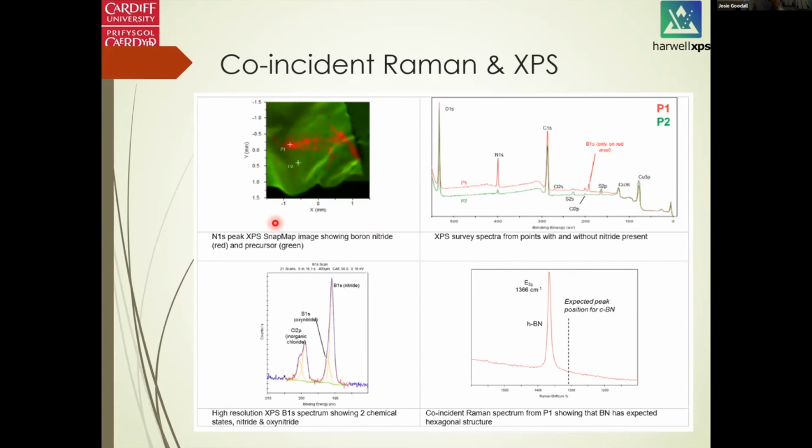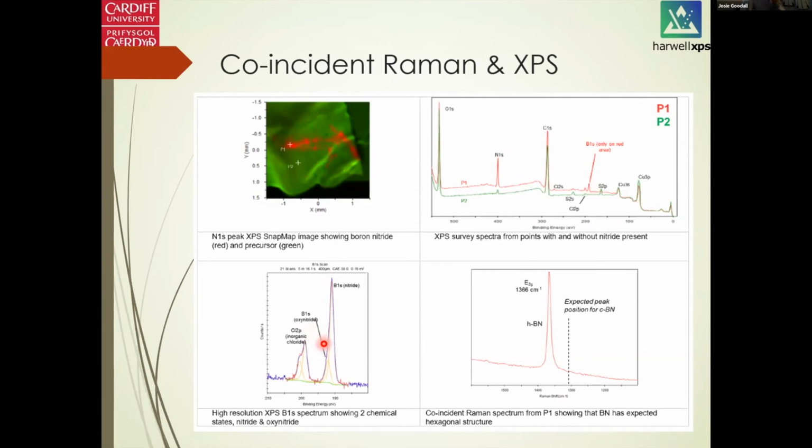So here's an example of boron nitride in thin films. You can see that this is an XPS snap map image showing the boron nitride is covered, and from the precursors, only the red area or green area. So with the point one, we want to look at the XPS spectrum. We'll be able to find both the nitrogen peak and the boron 1s peak here.